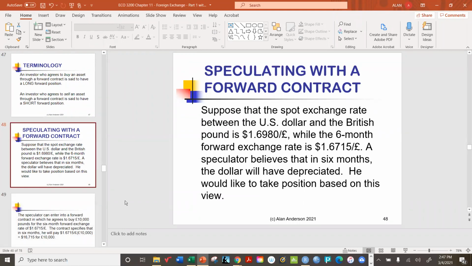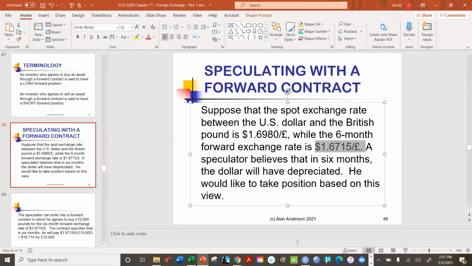We have these: the spot exchange rate is 1.6980, and the forward exchange rate for 6 months delivery is 1.6715. Now, here we have somebody who thinks that in 6 months, the dollar will get weaker, by which we mean the price will go up. It will take more dollars to buy a pound in 6 months than it does today. This is his view, and suppose he's pretty sure this is going to happen. He has reason to believe that the dollar will in fact get weaker.